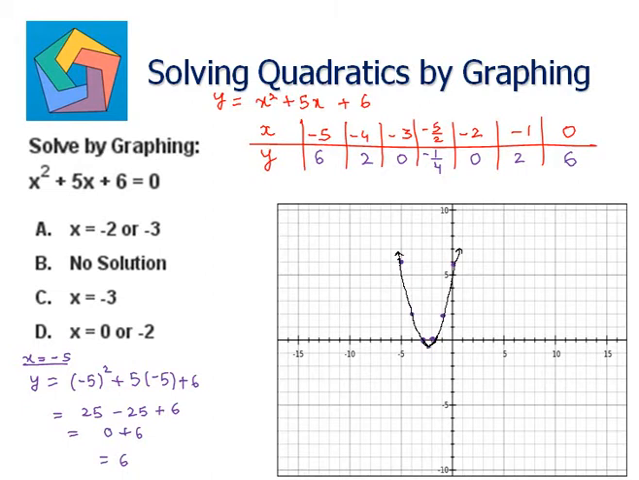So this is the graph of y is equal to x squared plus 5x plus 6. Now look at the points at which this graph is intersecting the x-axis. This point and this point. Means the points at which the y value is 0, those points are -2 and -3. So the solutions for x squared plus 5x plus 6 equal to 0 will be given by x is equal to either -2 or -3, which is the answer in the A part.